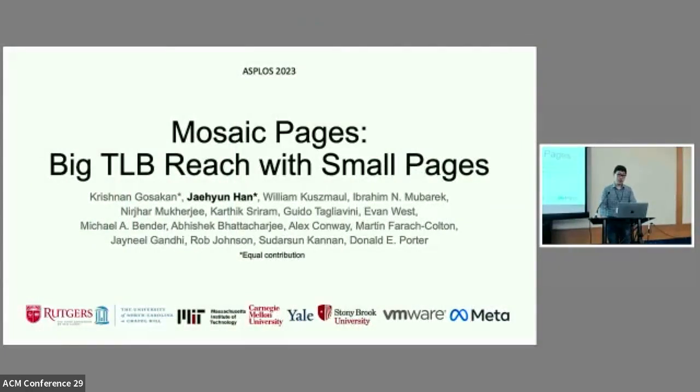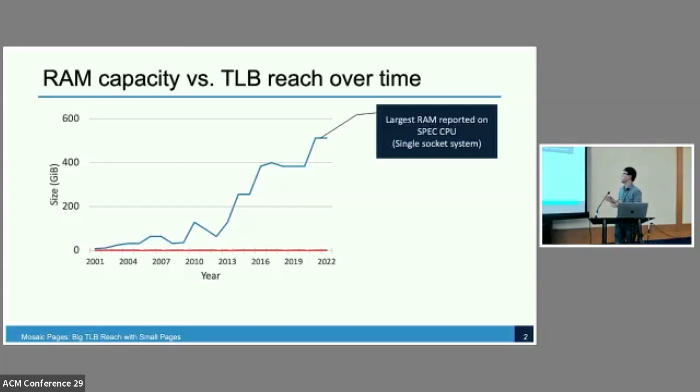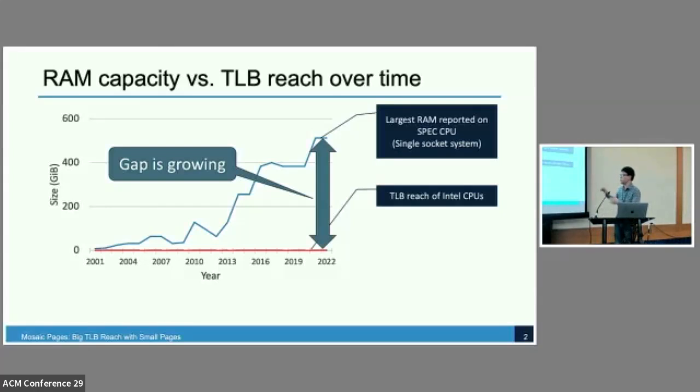Hi, I'm Jaehyun. Today I'll talk about Mosaic Pages: big TLB with small pages. This graph shows the RAM capacity versus TLB reach over time. The blue line shows the RAM sizes reported on the SPEC CPU benchmark, and this red line on the bottom shows the TLB reach of Intel CPUs at the time. As you can see, the gap is growing.